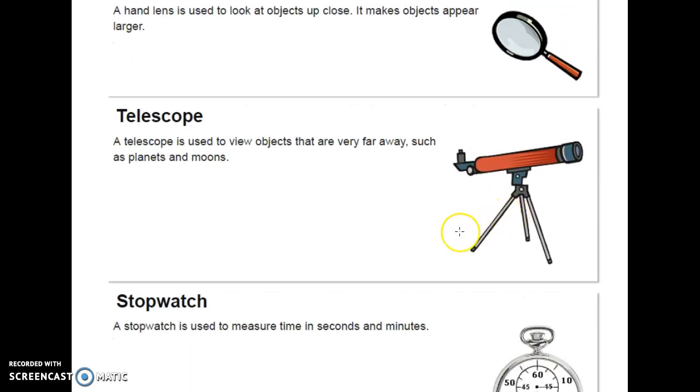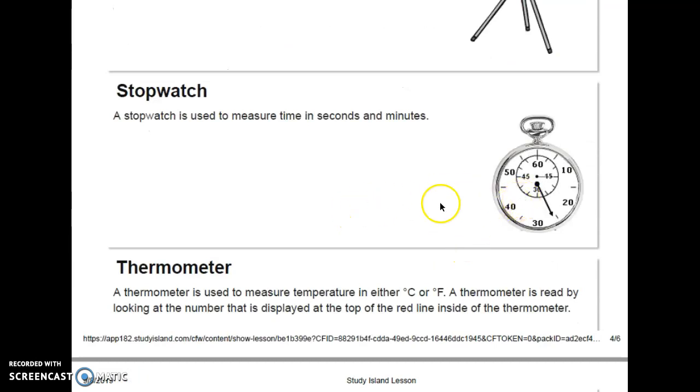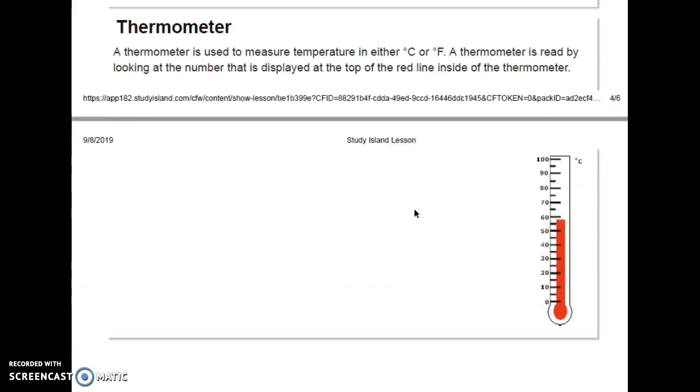Telescope. A telescope is used to view objects that are very far away, such as planets and moons. A stopwatch. A stopwatch is used to measure time in seconds and minutes. Thermometer. A thermometer is used to measure temperature in either Celsius or Fahrenheit.